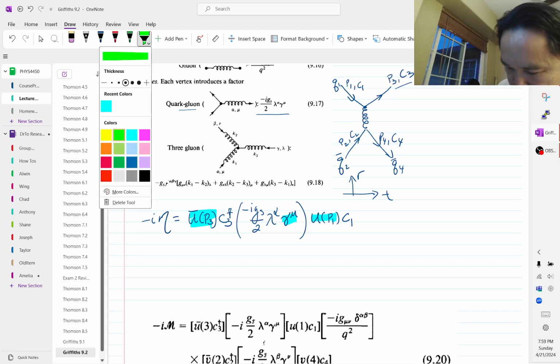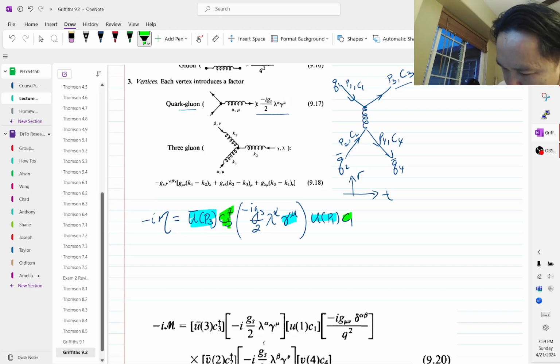Similarly, you have this color thing, where you have 3 component vectors, and then you have a 3x3 matrix. You multiply all those together, and that also turns into a number. Okay, so that's the idea. At the end of this, we need a number. All right, so let's keep going. So that's one of the vertices.